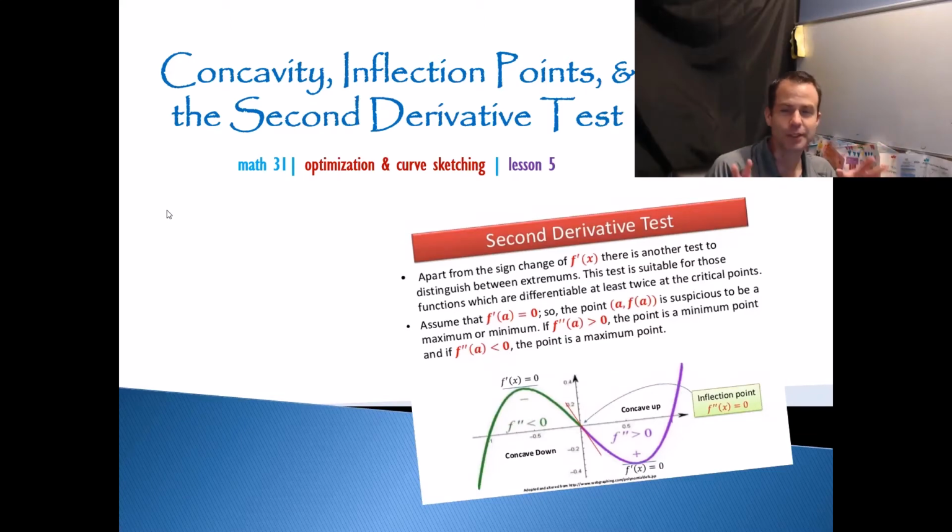Long title: concavity, inflection points, and the second derivative test. This would be lesson 5 of optimization and curve sketching. Second last lesson, actually. Our last lesson in this unit is just putting all of this together in one question. So these are kind of the last bits and pieces that we have to deal with before I just say, here's an equation, analyze it, and sketch it.